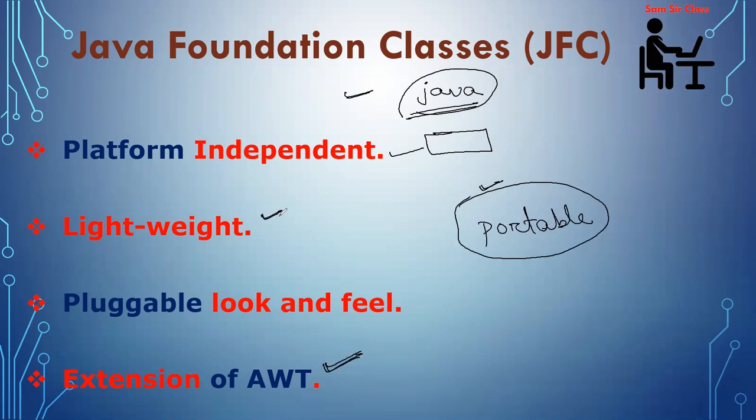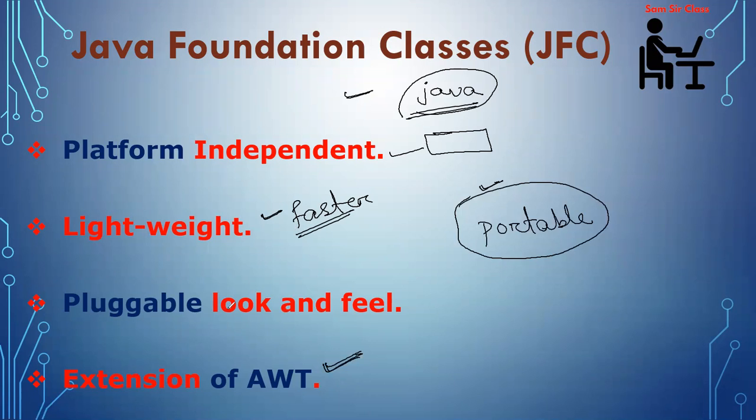Okay. Now coming to lightweight. AWT, you have discussed, is heavyweight. Now JFC is lightweight. So what is this lightweight? It utilizes minimum system resources. So that's why the speed is comparatively good, and hence JFC programs execute much faster as they utilize very few resources.